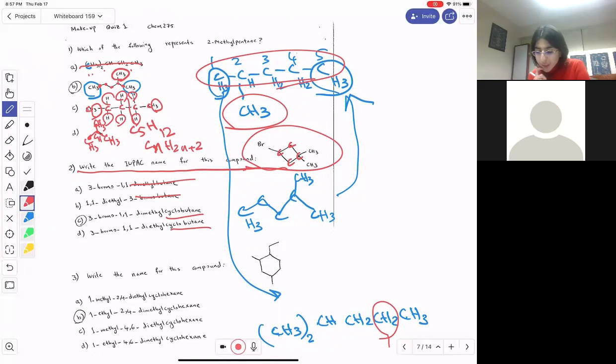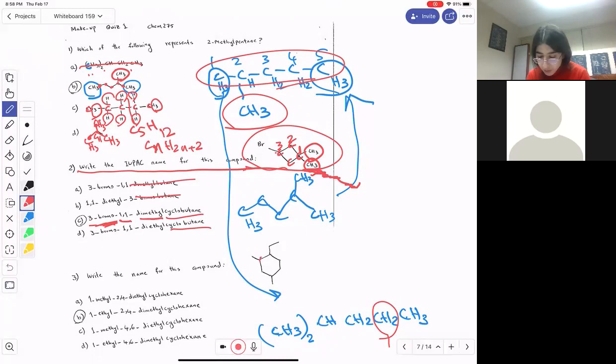And then remember, you have 2 branches here, so you start naming there because you have more branches. So 1, 2, 3, either direction you get to the bromine on the 3rd carbon. So it would be 1,1-dimethyl-3-bromo. But when you write it on paper, you write bromo first because that's alphabetically prioritized.